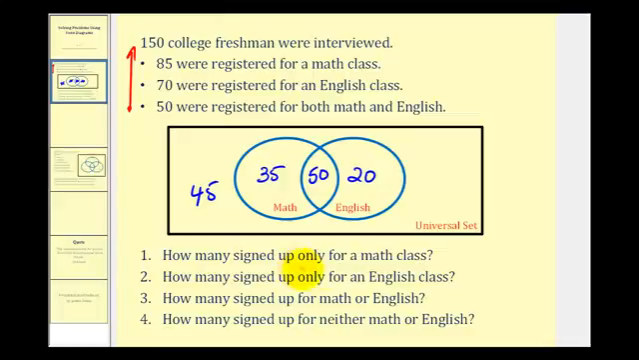Number 1, how many signed up only for a math class? Well, that would be these 35 students here. How many signed up only for English class? That would be 20.